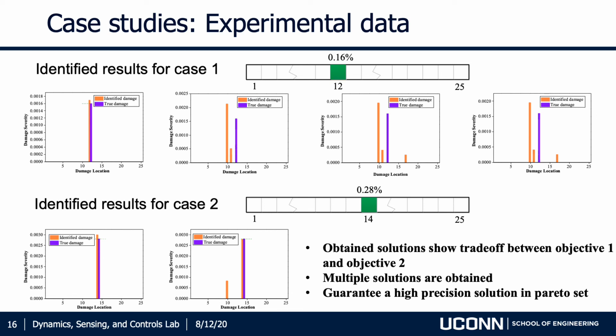In all these cases, note that the identification errors may be caused by the linear approximation in the analytical expression and modeling, as well as the measurement noise. But the identified results agree well with the true damage location and severity.